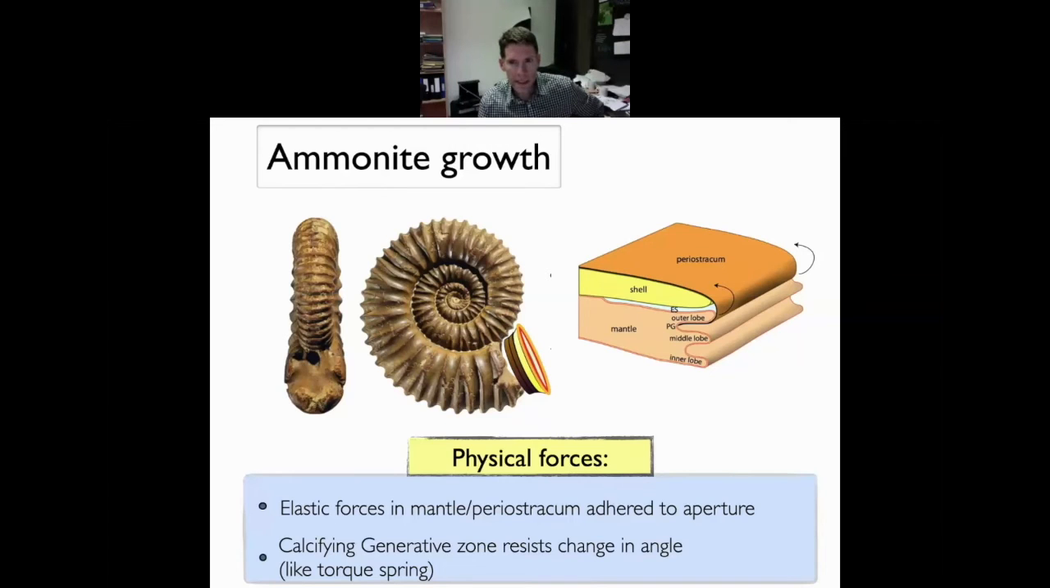If you think about the physics of that, what physical forces are in that? Well, you have this mantle-periostracum combination, which is a bit complicated on its own because the mantle is a soft three-lobed material. The periostracum is a very thin elastic material.